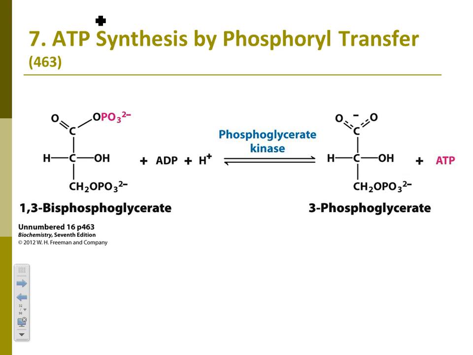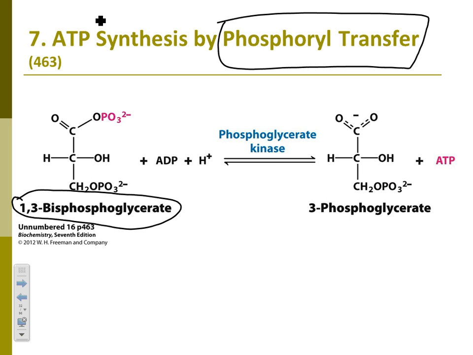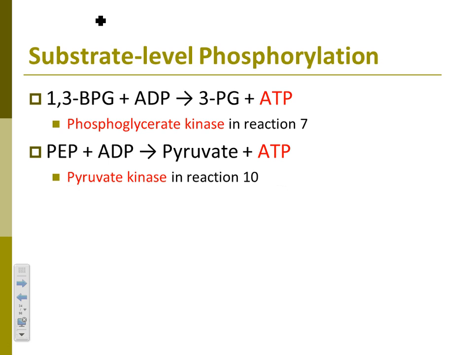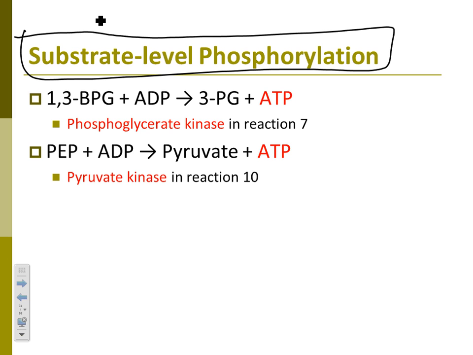Good thing to know about this one is phosphoryl transfer, or substrate level phosphorylation. So it's one of your high energy molecules. We're going to see PEP in a minute here. There's PEP again. So here we go, substrate level phosphorylation or phosphoryl transfer, they're the same thing. They happen in step 7 and step 10. So make sure you know that really well.